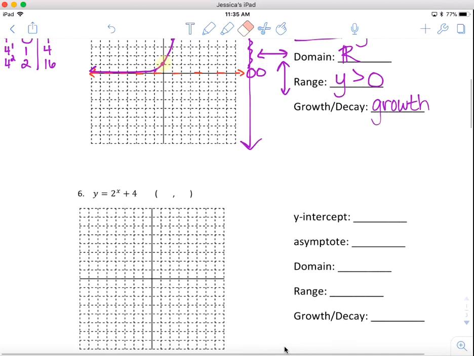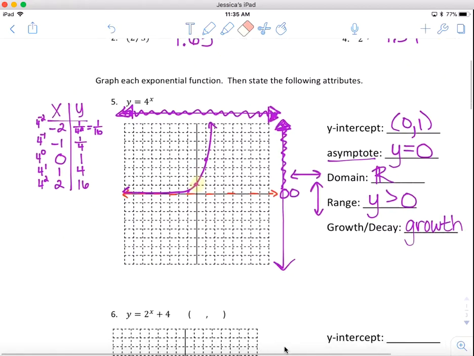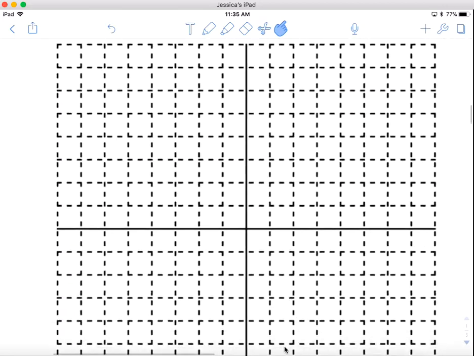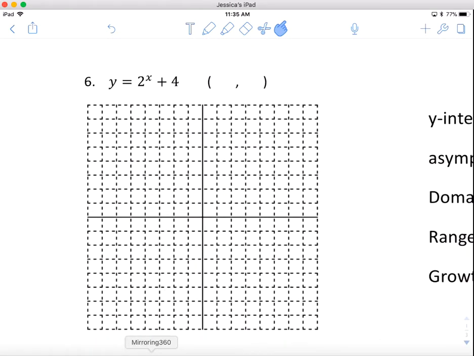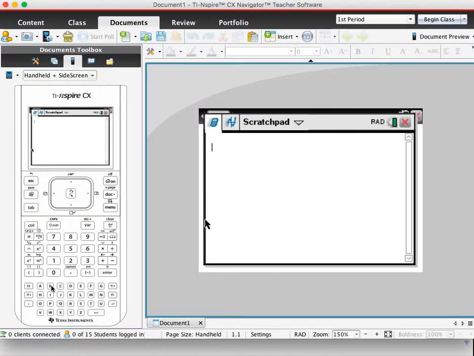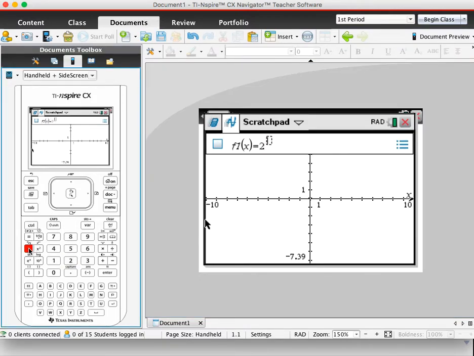Number 6 has a different base. This time we have a base of 2. So if you were going to plug these in by hand, instead of using 4 as the base like we did on number 5, now my base is 2. Let's see what happens when we graph this in our calculator. So remember, doc B will clear your graph really quick. And let's type in 2 to the x power.